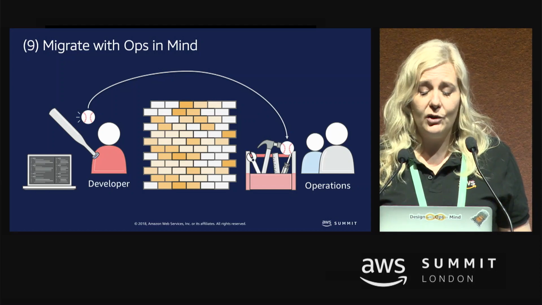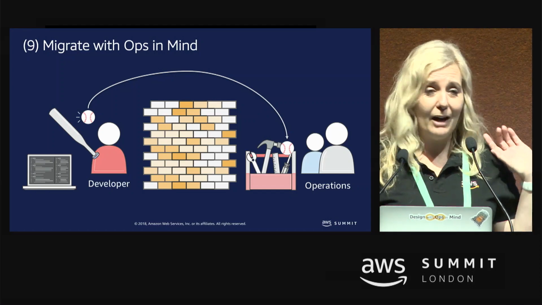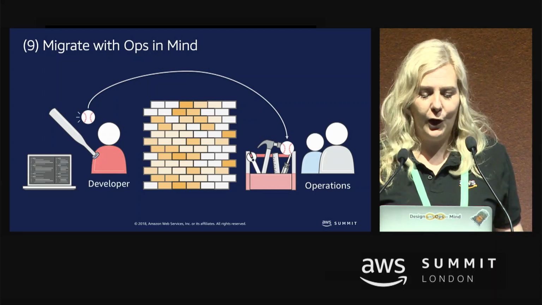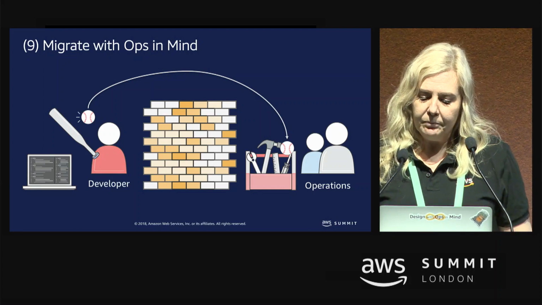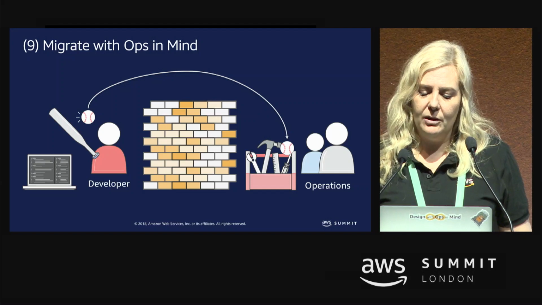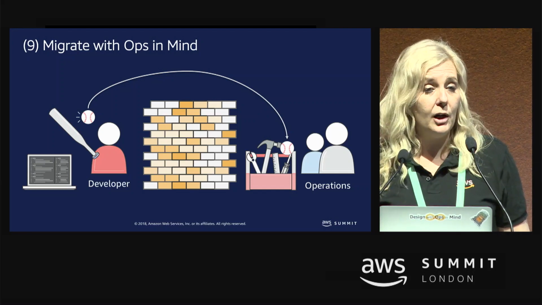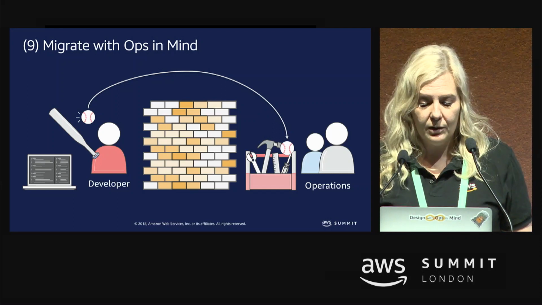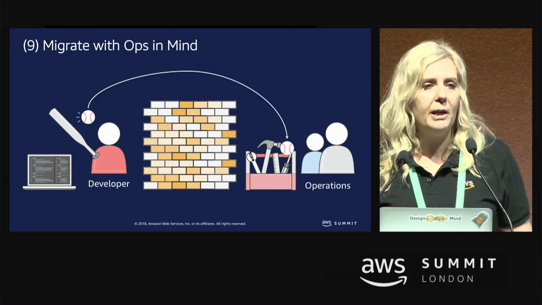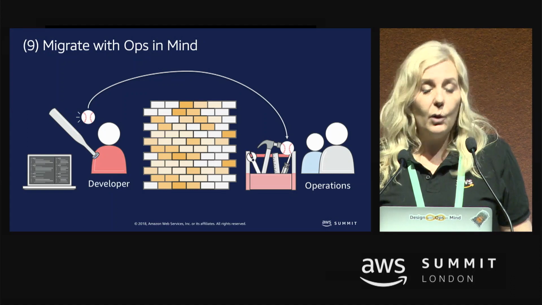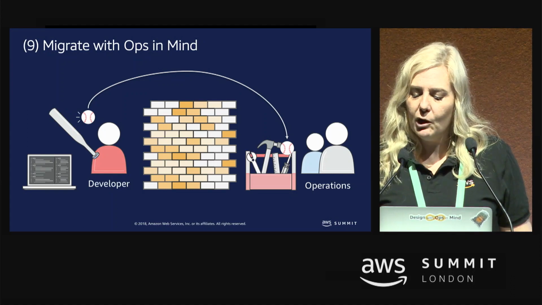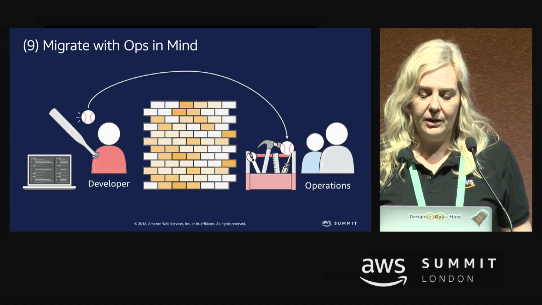Don't leave your operations teams guessing. They don't want to have things chucked over the wall at them and not know anything about it. Use your migration to the cloud as a catalyst to start embedding operations into the design of your applications from the start. Then you know you will be production ready. So our 9th best practice is migrate with operations in mind.